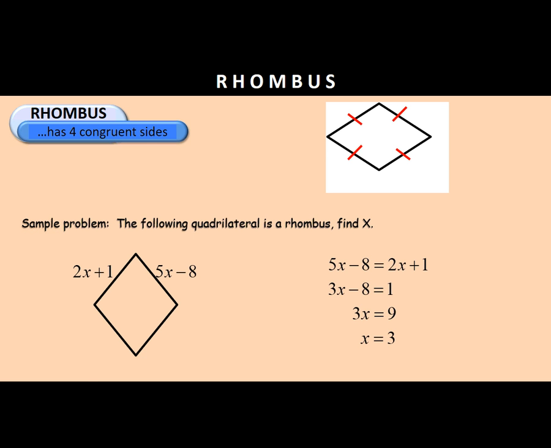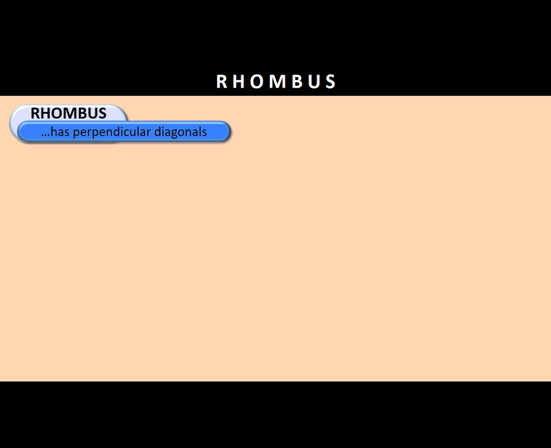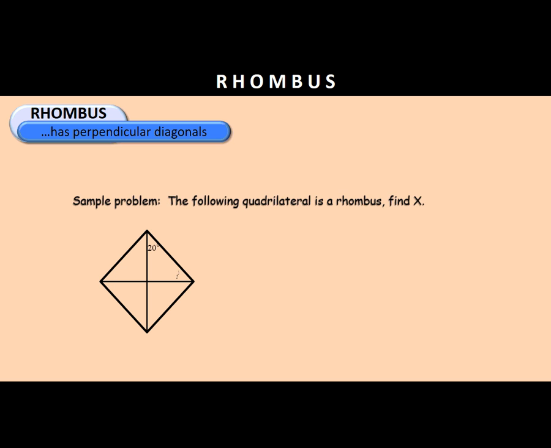That's the first rule for a rhombus. The second rule is that the diagonals make a right angle. The diagonals are perpendicular. So we have a problem like this, where inside our rhombus, by drawing in the diagonals, we've created a bunch of little triangles. We want to find the measure of one of these angles?